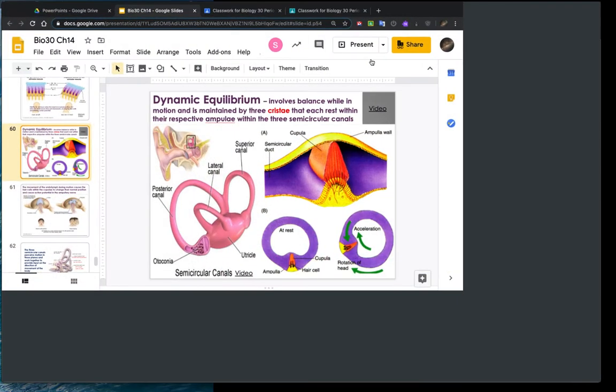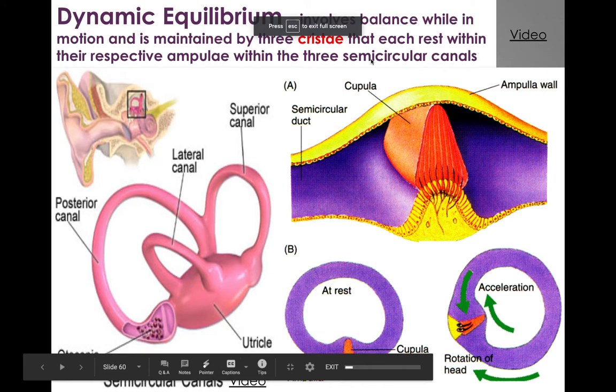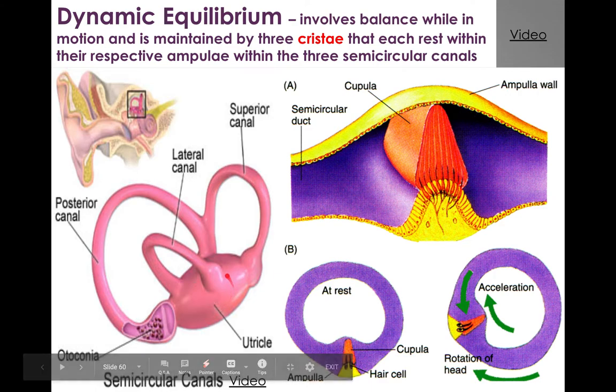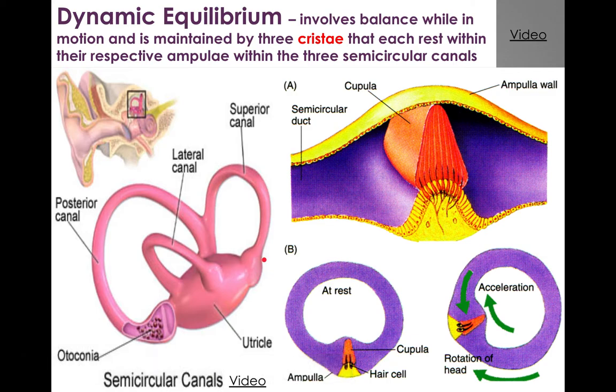Okay, Bio30s, for this final lesson in topic 14.3, we're going to take a look at what's called dynamic equilibrium. We just looked at static equilibrium, which, as you will remember, happens in the vestibule of the inner ear, in the utricle and saccule located there. We're going to be talking here about the three semicircular canals and their specific structures, the ampullae.